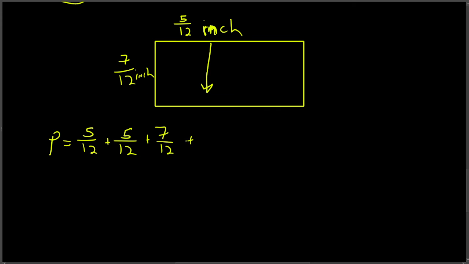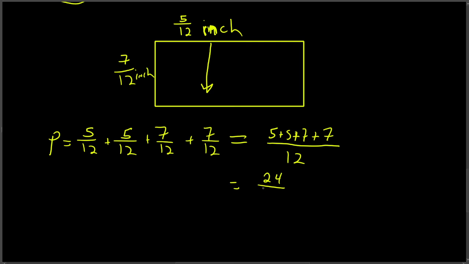Now, all of these have a denominator of 12. So I can take my top 5 plus 5 plus 7 plus 7 because they have the same denominator. It's only true if the denominator is the same. And so I get 24 twelfths. But this is an improper fraction. If I do the division, it's 2 inches to make this small little thing for the perimeter.